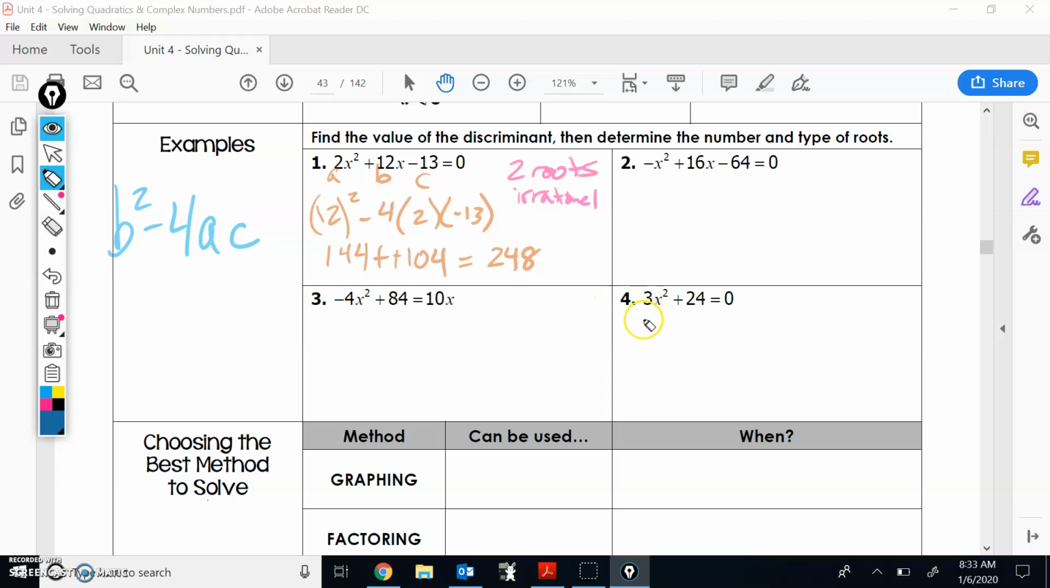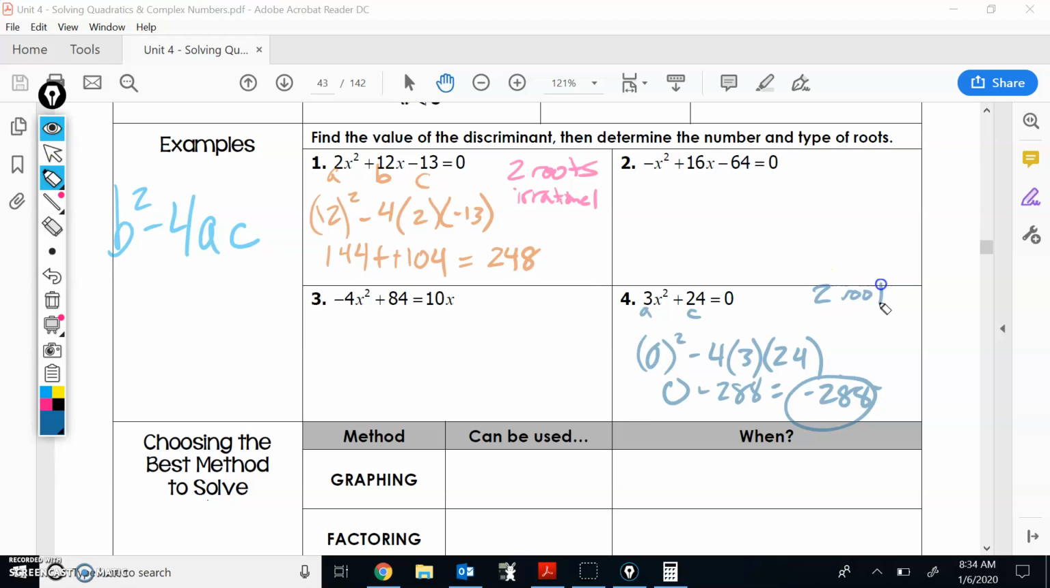Number 4, here a is 3. There is no b, so b is 0, and then c is 24. C is your constant. Plugging this into the discriminant formula, we get 0 squared minus 4 times a times c. So we have 0 minus 288, which is negative 288. Since my discriminant's negative, you're going to have two roots, and they're both going to be imaginary.